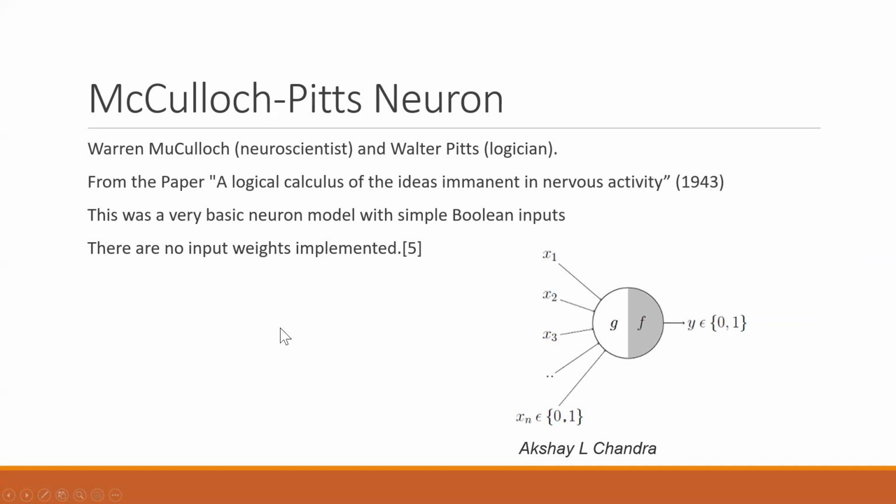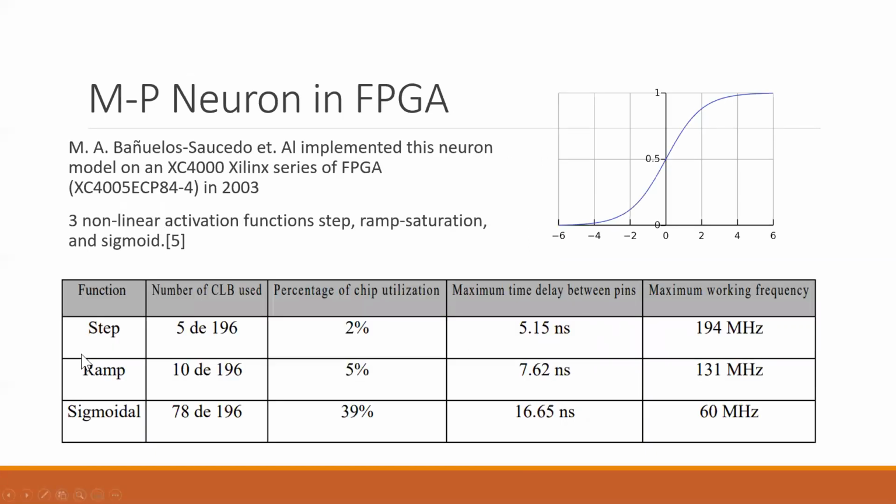This neuron model actually didn't even have any input weights that we mentioned earlier. It was simply binary inputs or single bit inputs and a single bit output. This image here is by Akshay L. Chandra. So Banyulis and his team implemented this neuron on a Xilinx XC4000 series FPGA back in 2003.